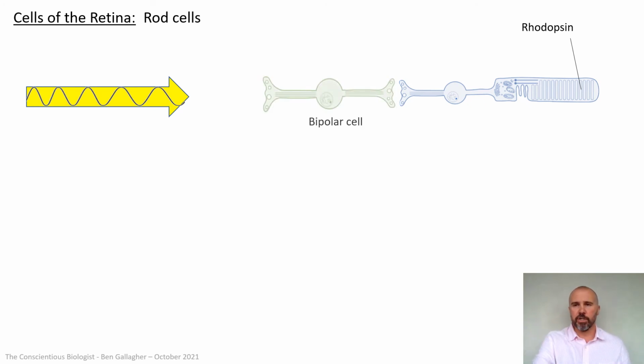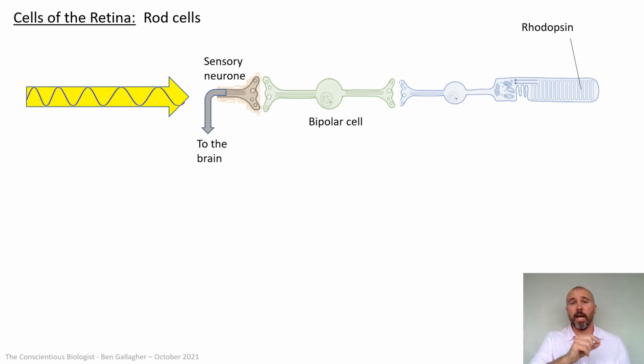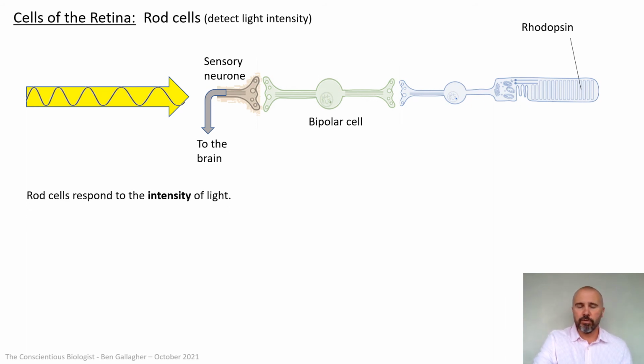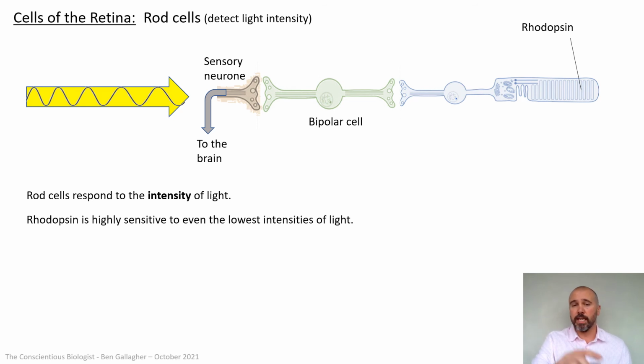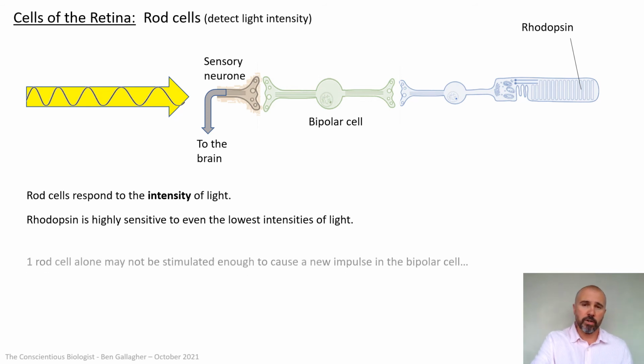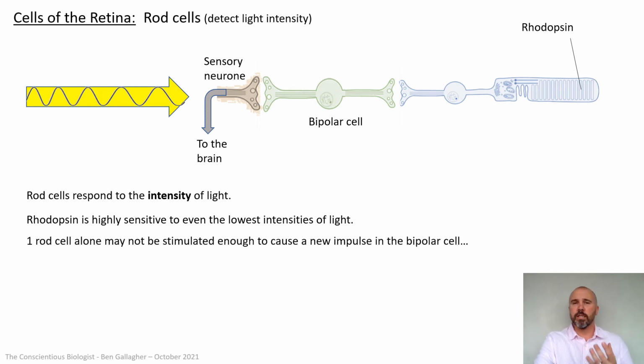That generates an action potential within there, links up to a bipolar cell and a sensory neuron that goes to the brain. So you can tell how bright the light is. Now, what's really, really important with rod cells is that they allow you to see really low light intensities because they can do something called summation.